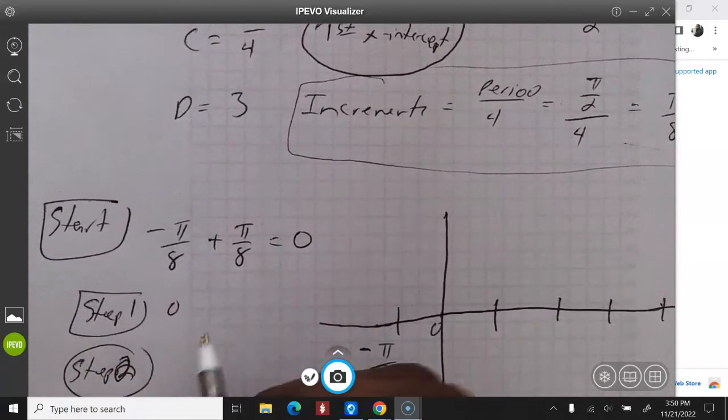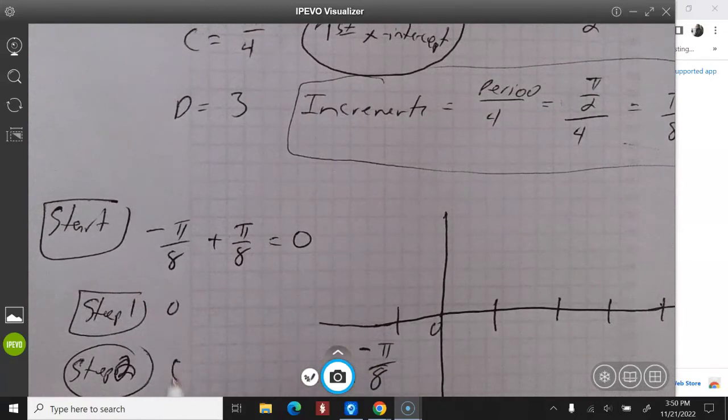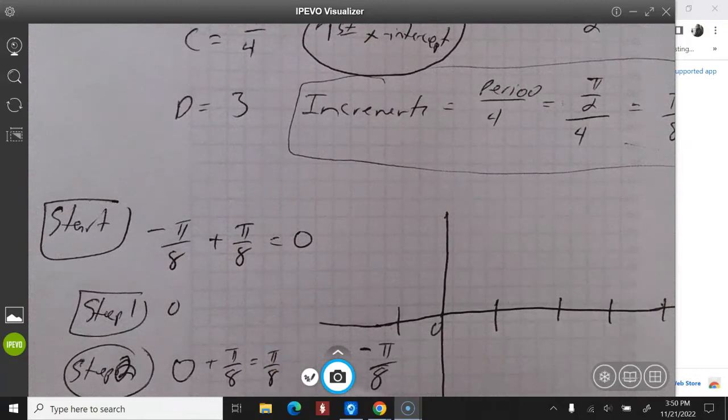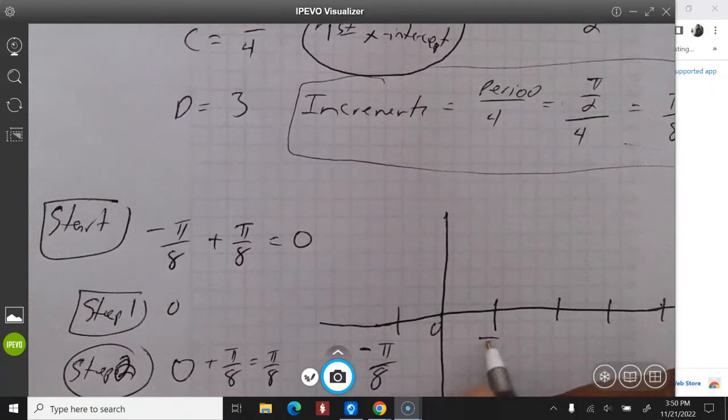All right, so step 2. This is going to be 0 plus another increment, which is pi over 8, which is a nice friendly number. So the next number over is pi over 8.